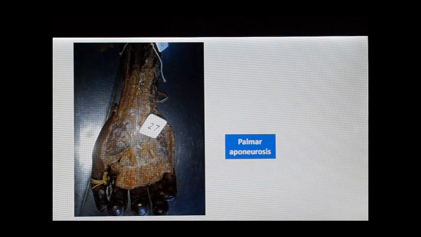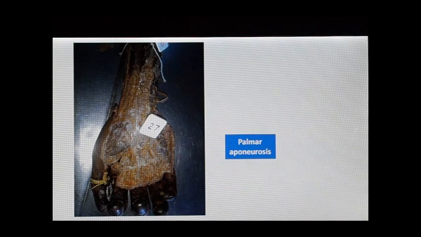This is the next slide. It is the picture of Palmar Aponeurosis. Palmar Aponeurosis is a superficial longitudinal layer, continuation of palmaris longus. Function of it is to improve the grip and protects the underlying tendons.